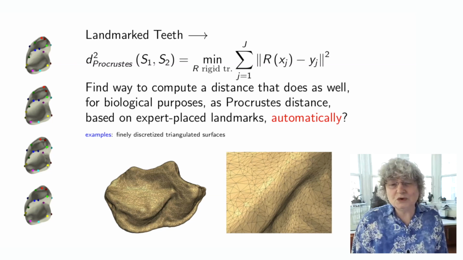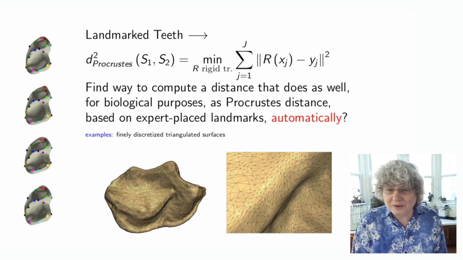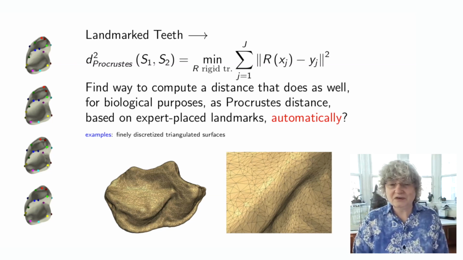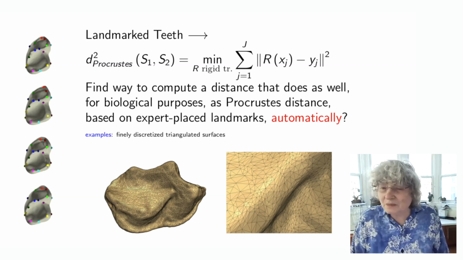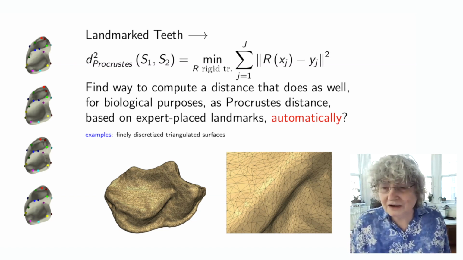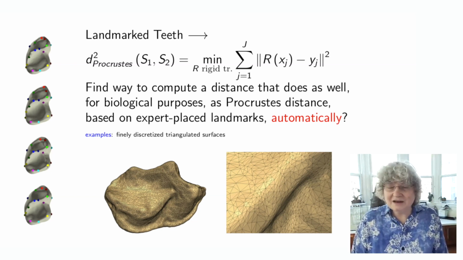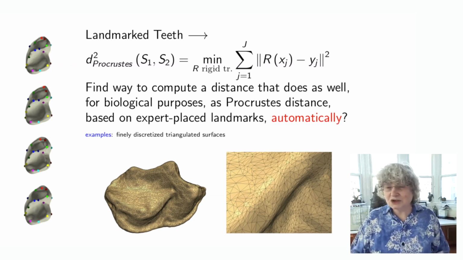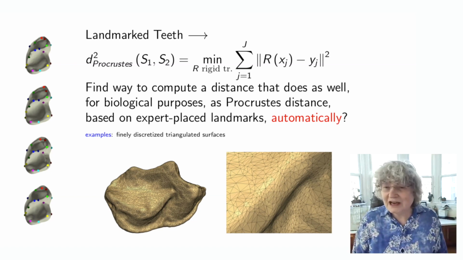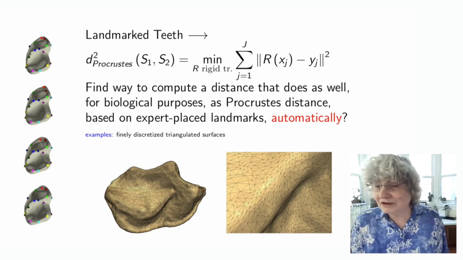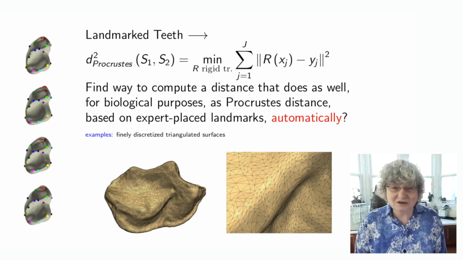Now, they want to do this in a way that does as well for biological purposes as the Procrustes distance, but automatically, without having to mark lots of bones and teeth. There are many reasons for that, but one of them is that if you have to mark them by hand, you will just do enough that you can do a study that is statistically significant, and you're not using the 99% other samples that you have in your museums and collections, which would, if you could use them all, give you much more definitive results. So that's one reason. There are many others. Next slide, please.